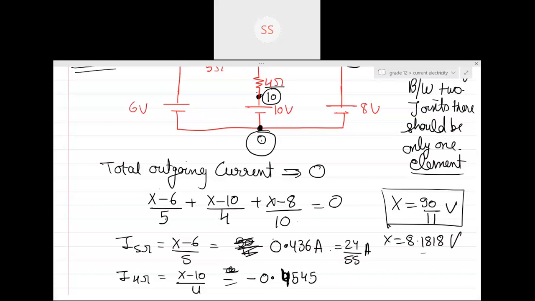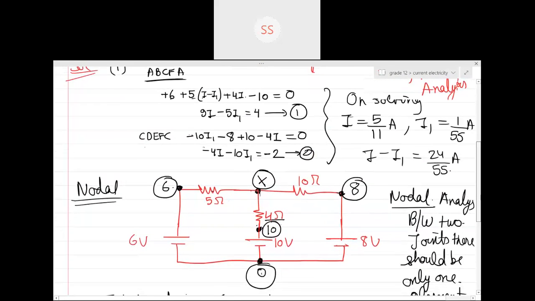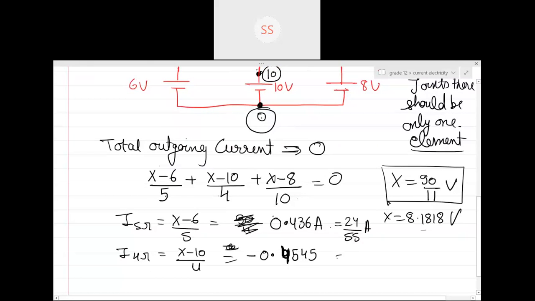Why did that not happen? Why is 0.454 not showing in this? I think this should be 5 by 11. This should be 5 by 11, and with a minus sign. Why with a minus sign?